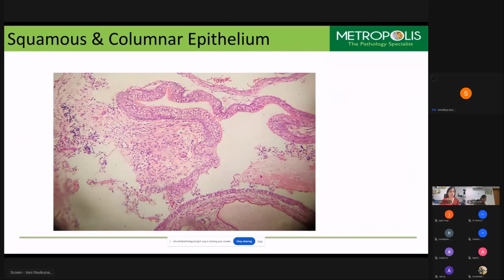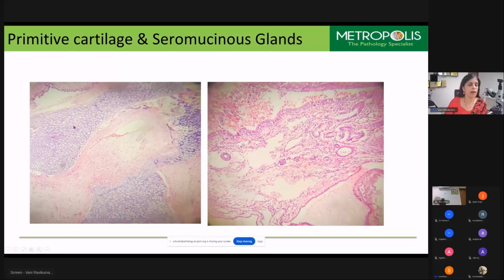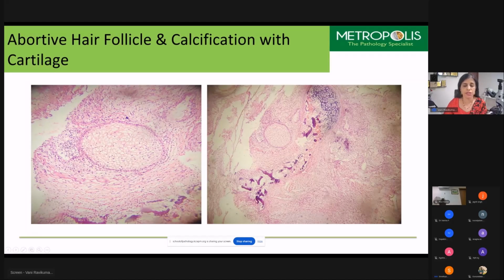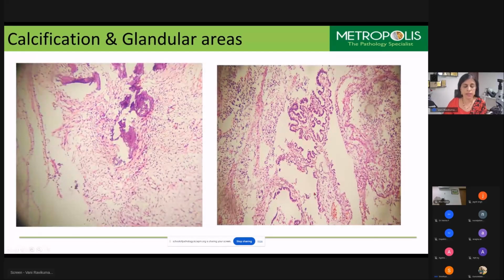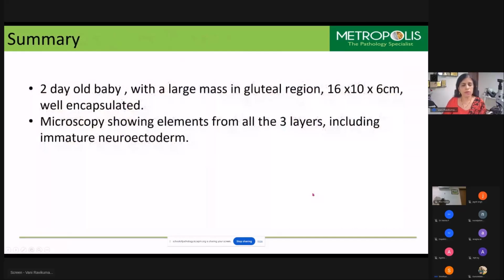And here you can see both the squamous epithelium, somewhat like a transitional epithelium it looks, and some kind of a columnar epithelium. And this is the cartilage. I think Vidya has shown this cartilage also, and some seromucinous glands. All these we have to search for. And then calcification here, and some kind of abortive hair follicle-like areas, calcification areas. All these we saw, and that's the summary of this case.